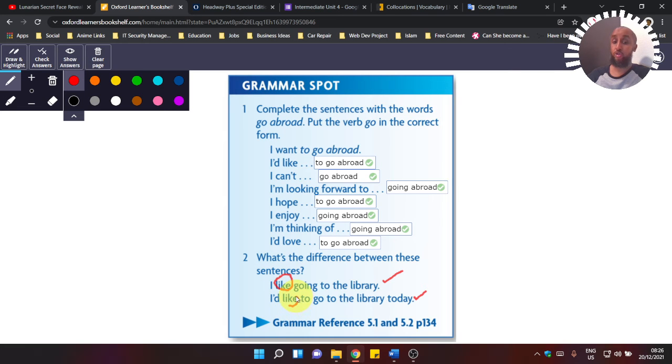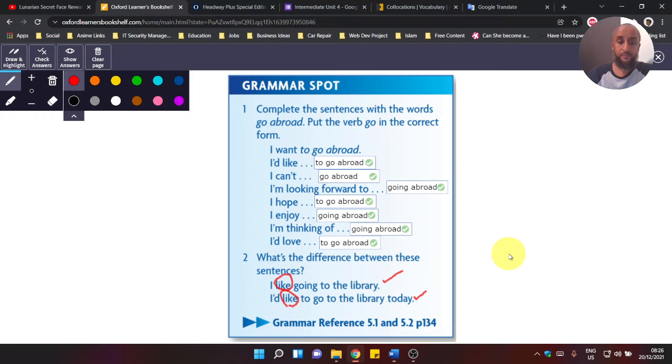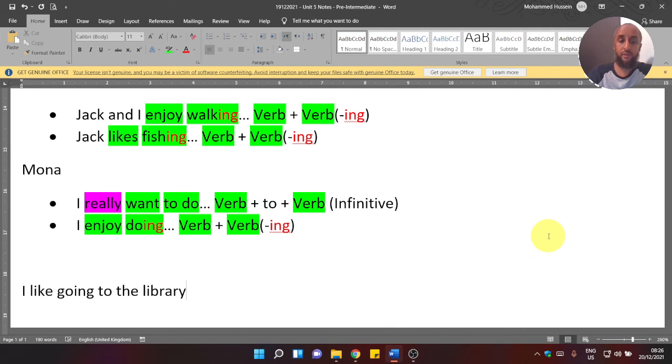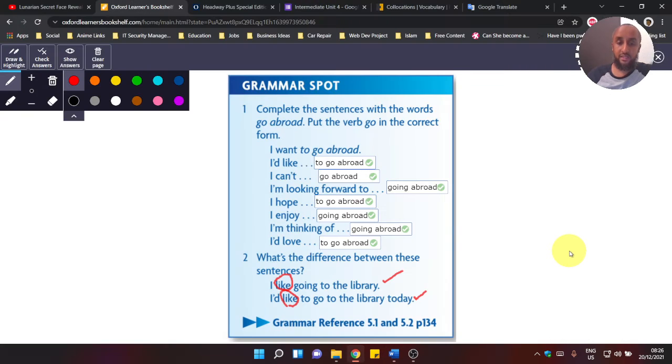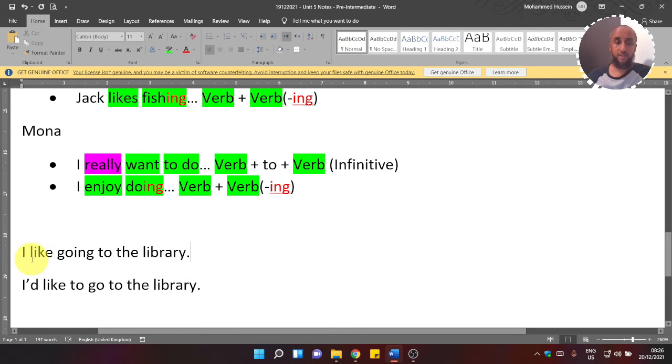This is actually highlighting a new pattern here. If you notice, the first verb is like, but the second part is different, right? I'll write it down here quickly. This will be easier to follow. So the 2 sentences are I like going to the library, that's the first one. And the next one says, I would like to go to the library. So here, the first one, we have like, and then we have going.